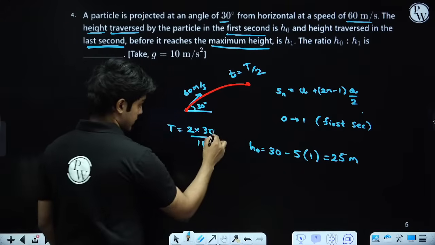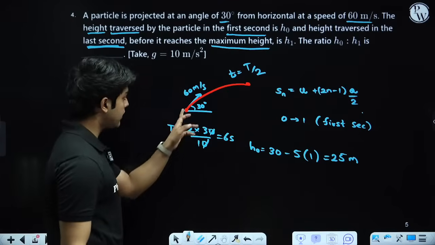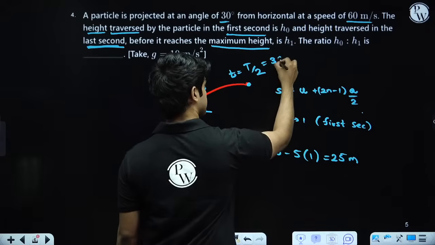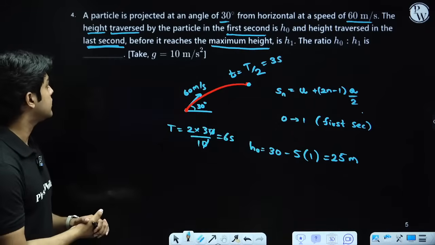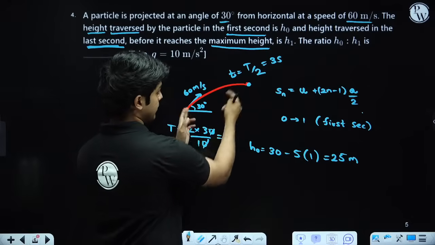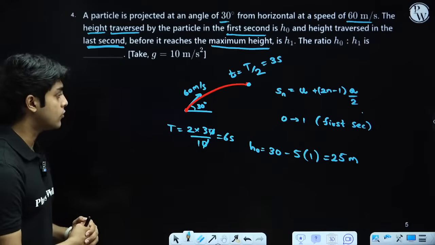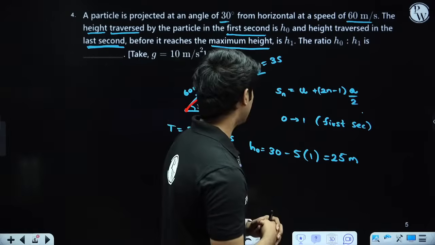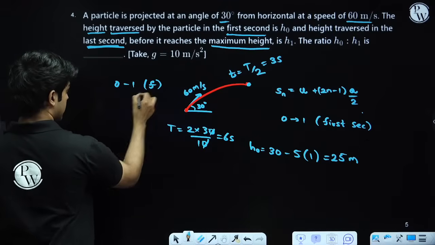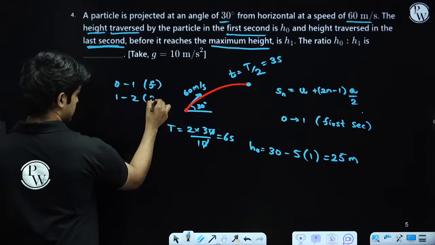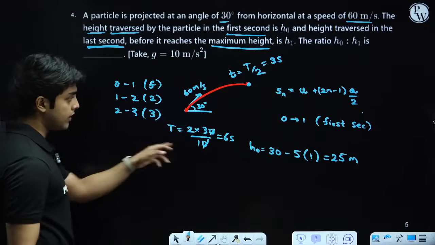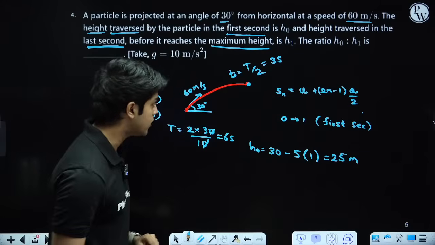So this is 6 seconds, right? So the particle reaches the topmost point after 3 seconds. Okay, so what is the last second? So 0 to 1, 1 to 2 and 2 to 3, right? So in the nth formula we would put n equal to 3. 0 to 1 second is the first second, 1 to 2 is the second second, and 2 to 3 is the third second. Okay, so in the Sn formula, we will put n equal to 3.